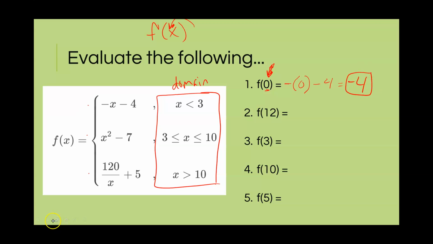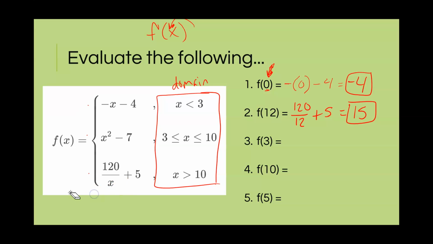Okay? All right, number 2, f of 12. So it's saying when x is 12, what is y? Is 12 less than 3? No, it is not. Is 12 in between 3 and 10? Nope. Is 12 greater than 10? Yes. So we're going to replace this x right here with 12. So we're going to say 120 divided by 12 plus 5. Well, that's going to be 15. Okay? So when x is 12, y is 15. Okay? And this is just me showing you my work.